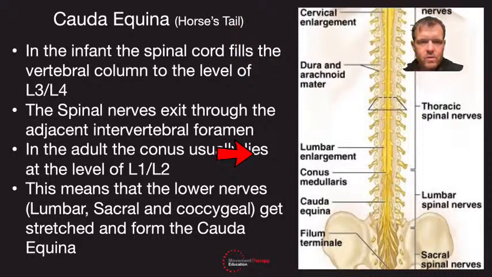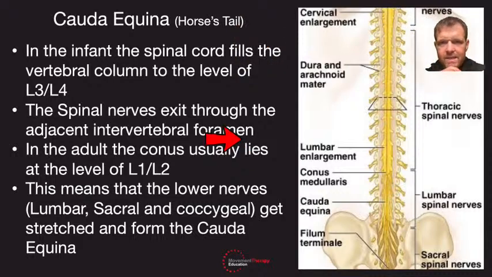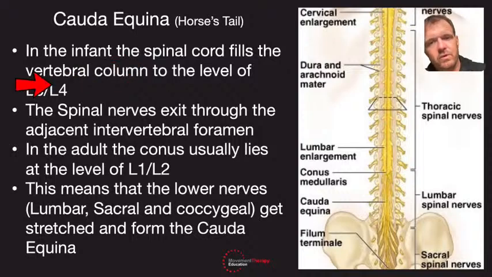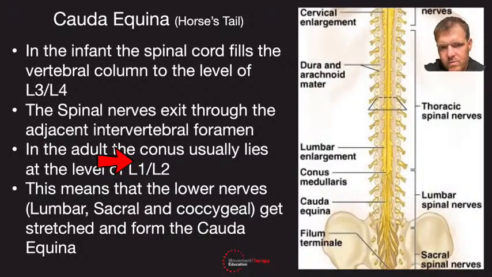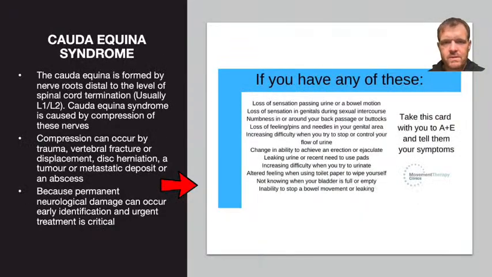So we talked about cauda equina before. Usually in the infant, the spinal cord fills the vertebral column. The spinal nerves exit through the adjacent intervertebral foramen, which is what we've just seen. And in the adult, the conus usually lies at the level of L1, L2, and we talked about that before as well. This means that the lower nerves, the lumbosacral and coccygeal, get stretched and then form the cauda equina, which is what we've just seen. So that's why we get that horse's tail appearance.